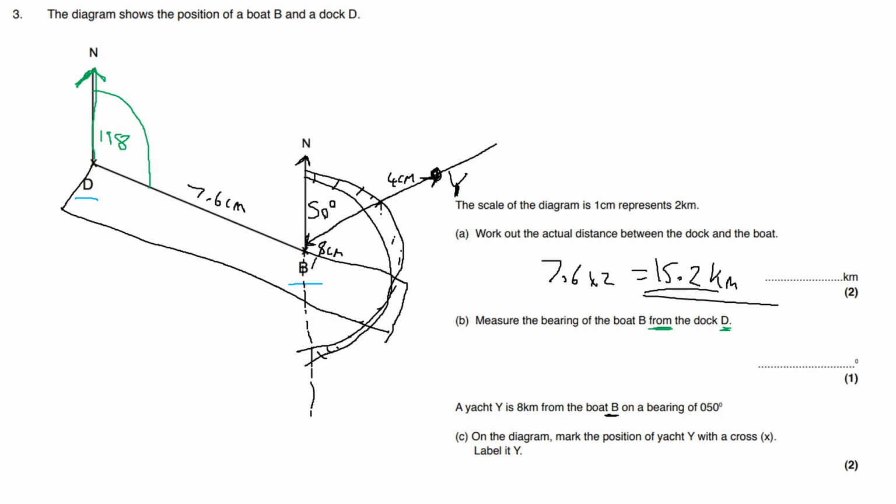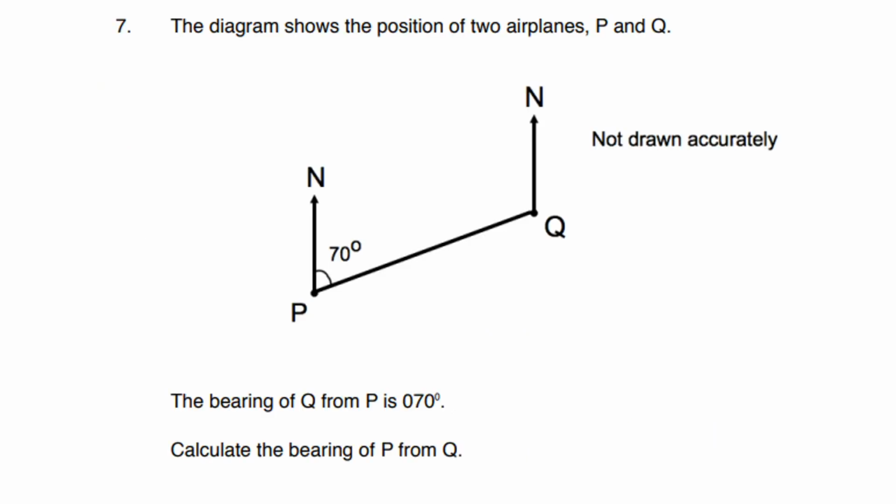But what if you don't have a ruler or a protractor? How would we work out the bearings like so? Well, here we have two aeroplanes. We have aeroplane P and aeroplane Q. We're told that the bearing of Q from P is 070. So then what is P from Q going to be? What do you notice about these lines here? Exactly. They're co-interior.